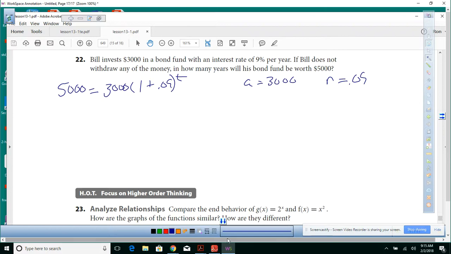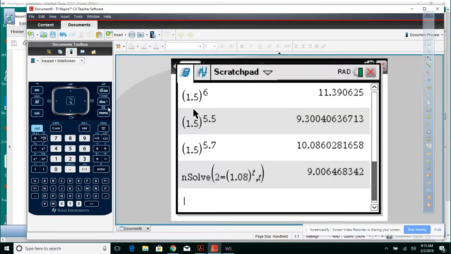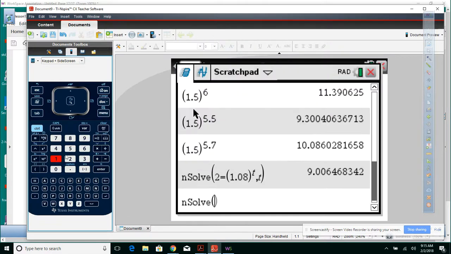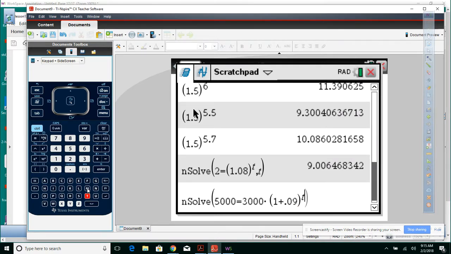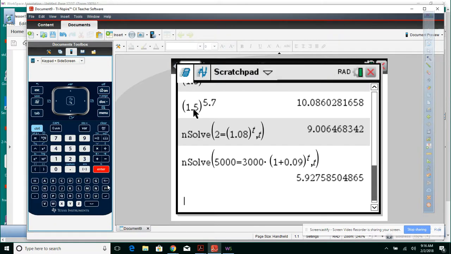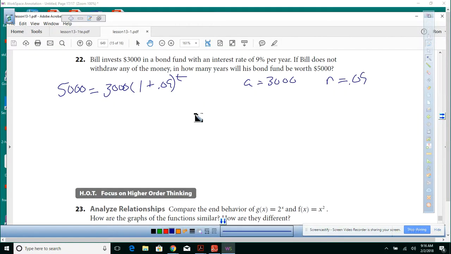Okay, all right. So let's go back in here and we'll try this. Menu 3, 1, 5,000 equal 3,000 times open parentheses 1 plus 0.0, was it 8 or 9? 9. Close parentheses, caret t, comma t, and hit enter, and I get 5.93. So t equals 5.93.